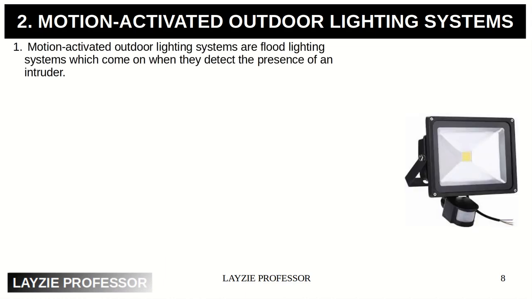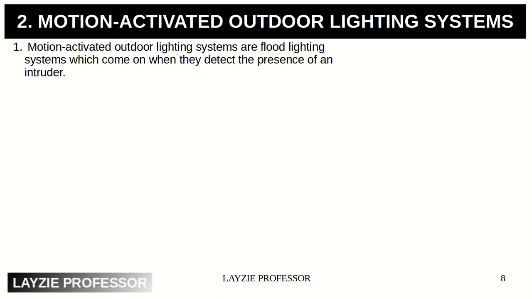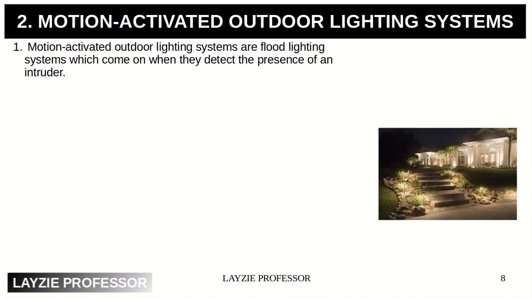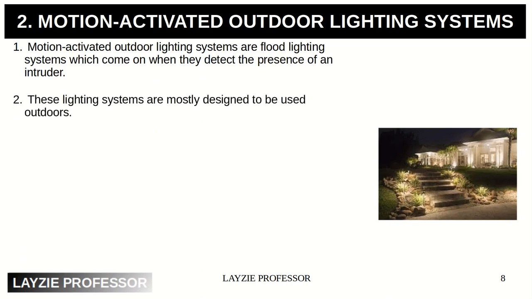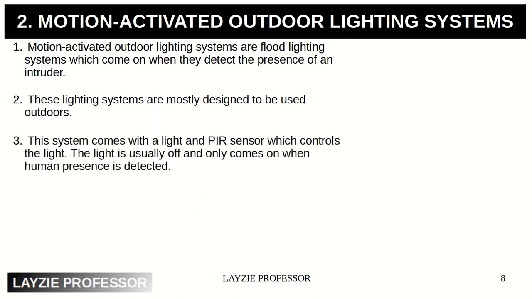Motion activated outdoor lighting systems are flood lighting systems which come on when they detect the presence of an intruder. If you say flood lighting system, it means that these systems are not meant for indoors, they are meant for use outdoors. So you can install these lights to monitor the compound around your house. And these lighting systems are mostly designed to be used outdoors.